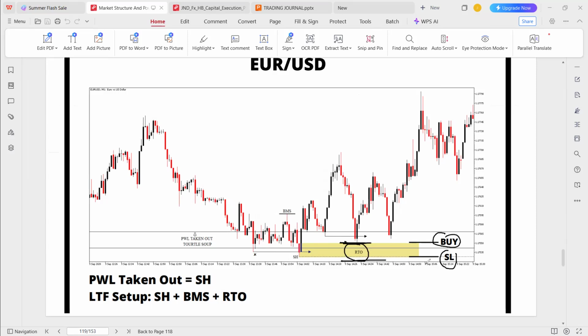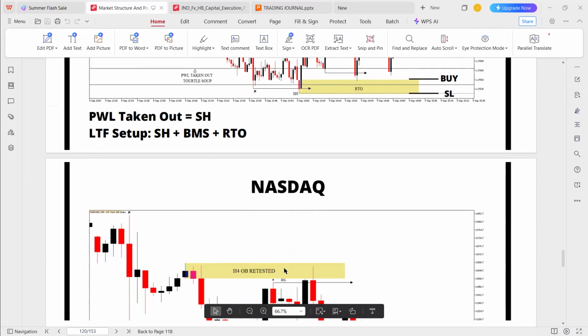With the way I personally trade, I usually wait for a proper reaction, and then I take my trades. I'll try to explain when I get into the actual charts. So this is an EURUSD example. Previous week's low taken out with a stop hunt, lower time frame setup, stop hunt plus break of market structure plus return to order block. So that's a complete setup there.